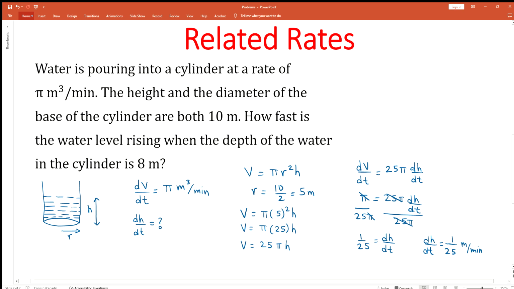As per the problem, we have to find how fast the water level is rising when the depth of the water in the cylinder is 8 meters. We do not have to use this value in this problem because dh over dt is not dependent on the depth of the water in the cylinder. That's why we did not use 8 meters to solve this problem. This is a very important concept we need to understand to solve this type of problem. So these are the steps you have to keep in mind to solve a problem like this one.